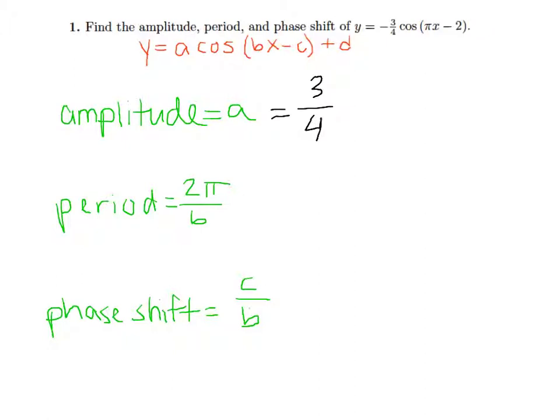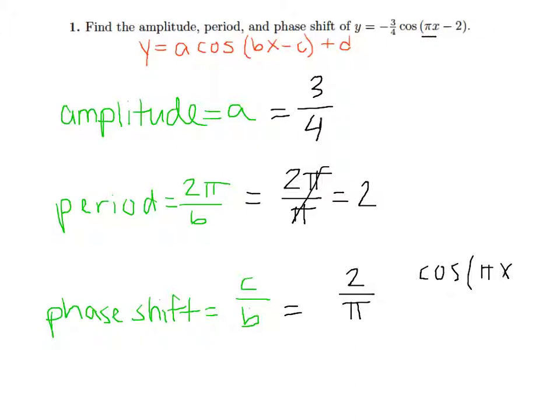The period is 2 pi divided by b. So we have 2 pi. Our b in this equation is in front of the x, so we have pi. So that's just 2. So the period is 2, and the phase shift is c over b. And our c is 2 divided by our b, which is pi. So our phase shift is 2 pi. And it's positive because what's inside the cosine is pi x minus 2. So we know that phase shift moves to the right, so it's going to be positive.